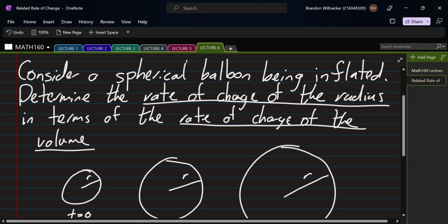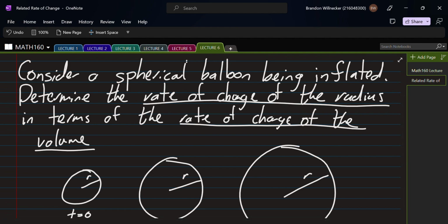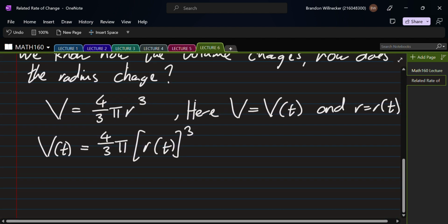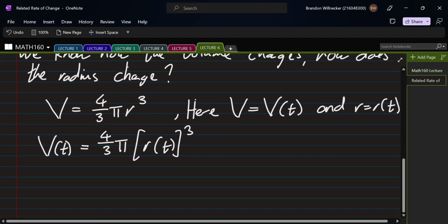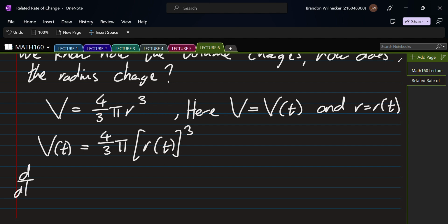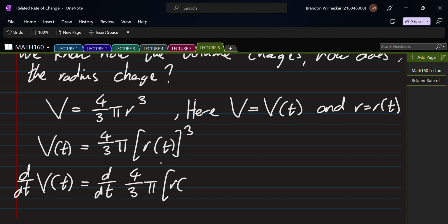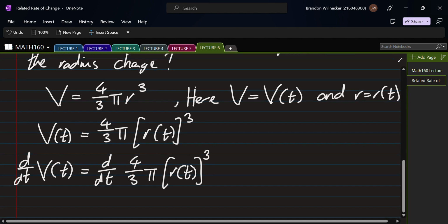Now, what we want to do is determine the rate of change of the radius in terms of the rate of change of the volume. To find the rate of change, we need to do the time derivative on both sides. So we're going to have d by dt of V of t is d by dt of all of this, 4 over 3 pi r of t cubed. Rate of change means time derivative.